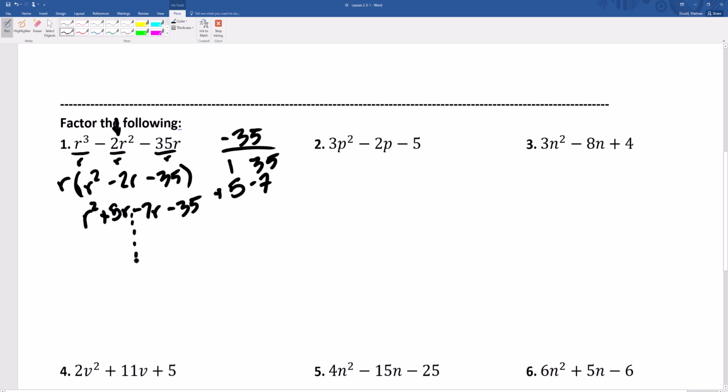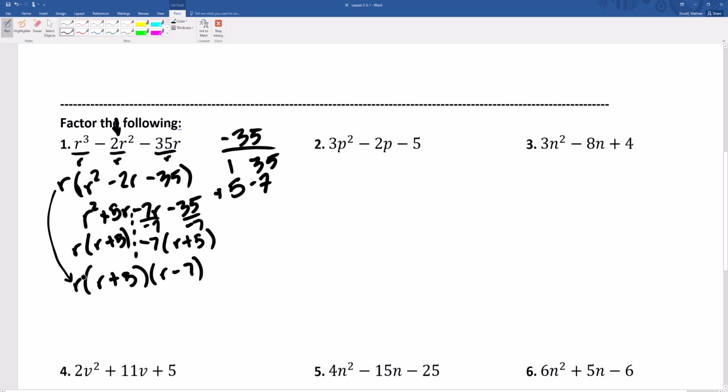Now we do factor by grouping. So what's in common between r squared and 5r is r. Between negative 7r and negative 35, well, if the first term is negative, you have to factor it out, and then also 7. So you're going to get r plus 5. Now the r plus 5 is the same, so I can bring that out. So you just rewrite the r plus 5 and then what's in front, which is r minus 7. And then now I can bring that r down. And so there's my factored form.